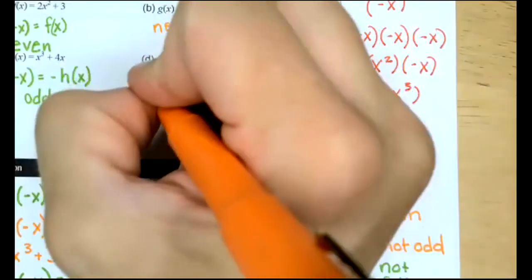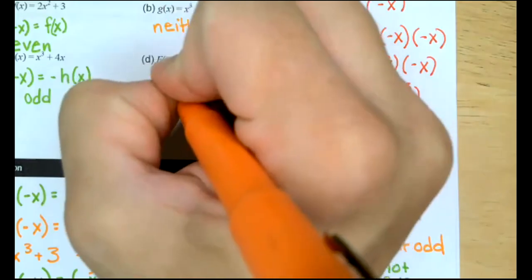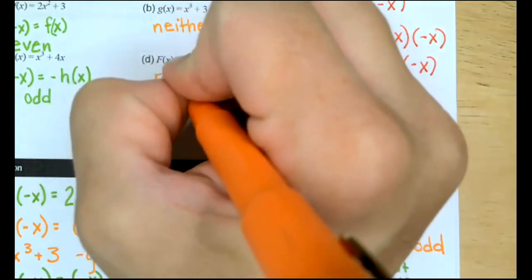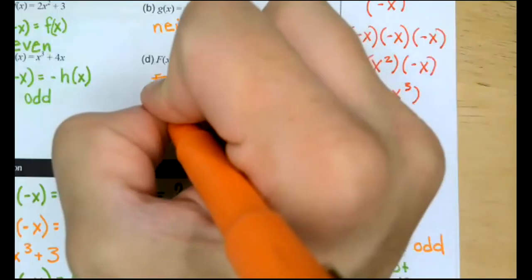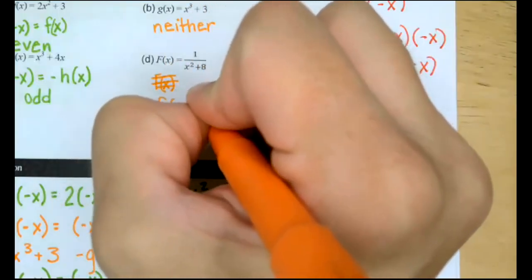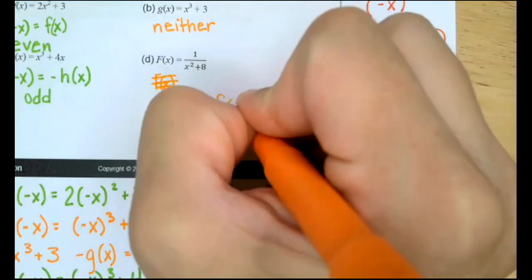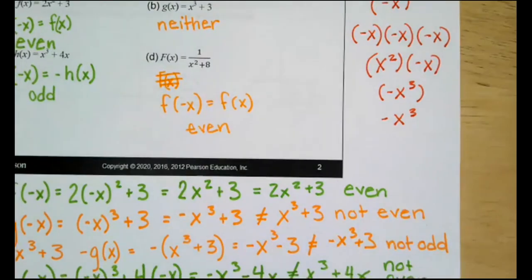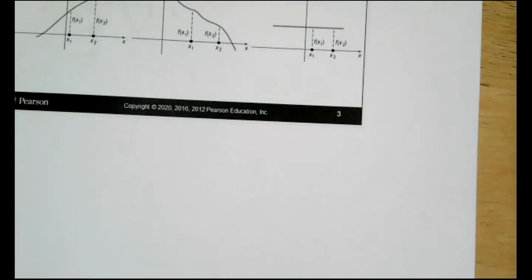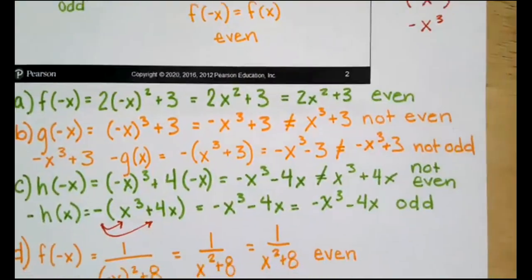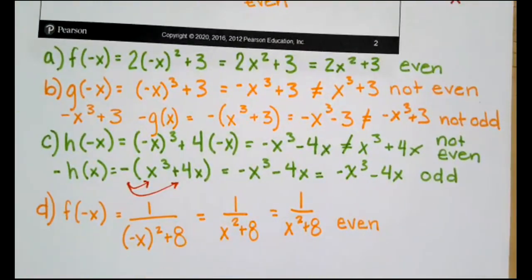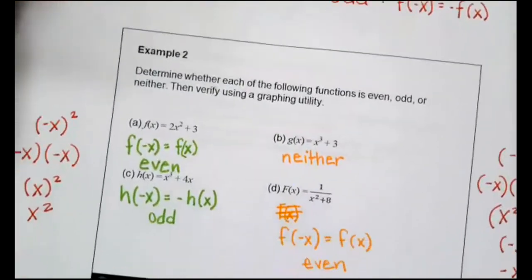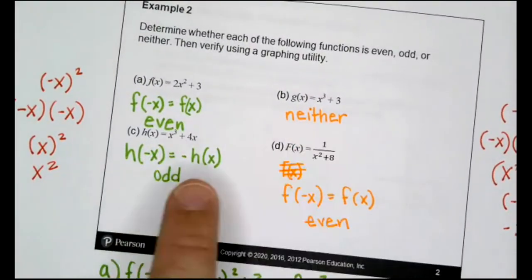This one was even. F of negative x was the same as f of x. So we said it is even. Okay. So we said this one's even, this one's neither, this one's odd, this one's even.